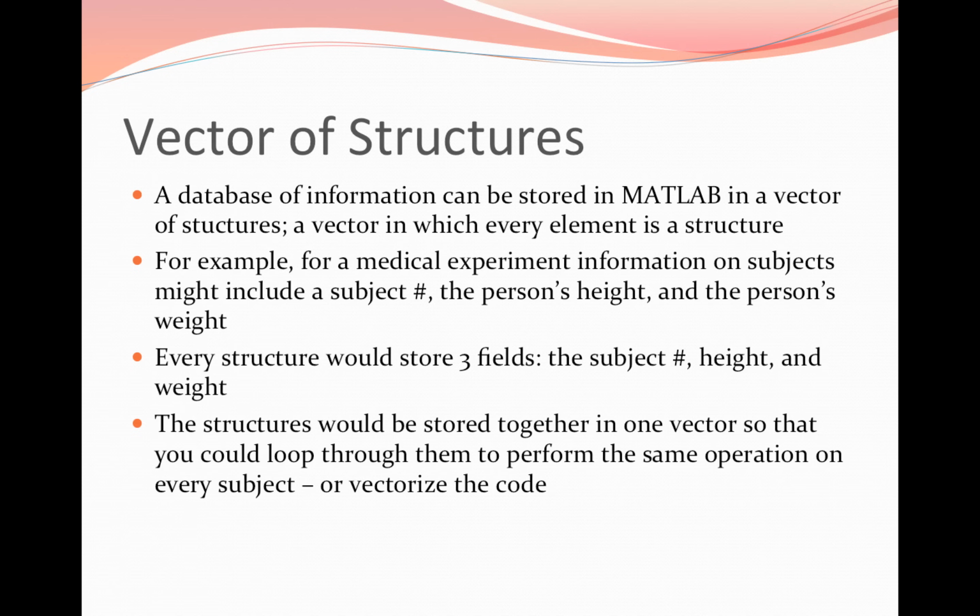For example, if we wanted to store information from a medical experiment, and what we wanted was information on the subjects, the information for each subject might include a subject number, the person's height, and the person's weight. So each structure would store three fields: the subject number, the height, and the weight. Then all of these structures would be stored together in one vector so that you could loop through them to perform the same operation for every person, or have MATLAB vectorize the code.